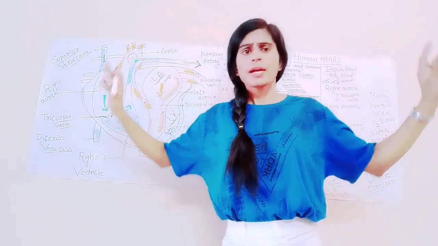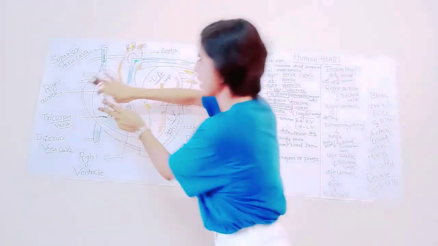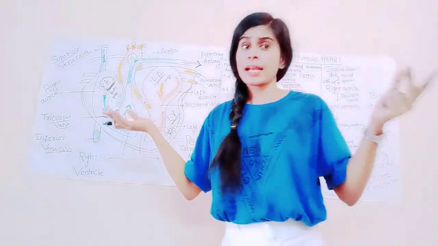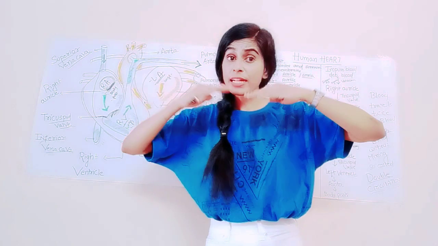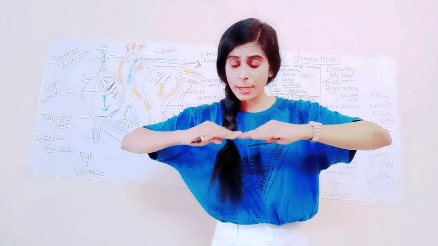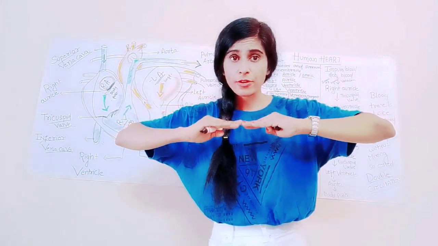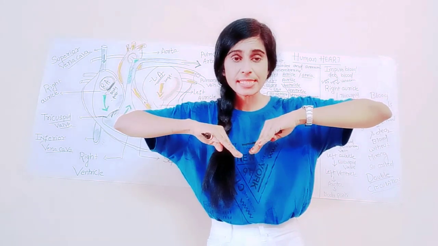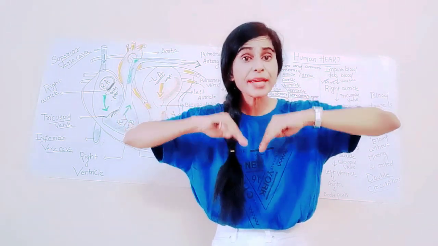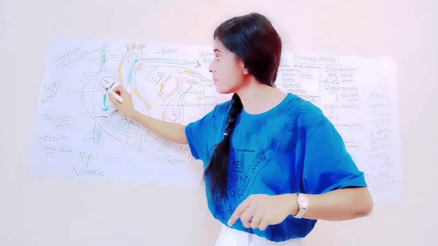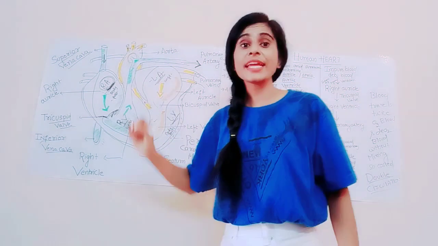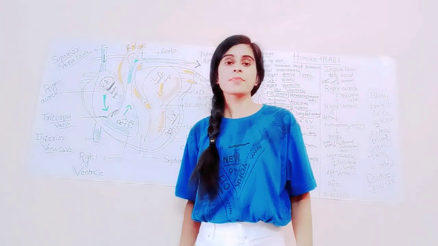So now, full of impure blood is there in your right auricle. Definitely the pressure will be more. The right auricle will contract. Once the pressure is high, this tricuspid valve will open, and all the impure blood from the right auricle will enter into your right ventricle.